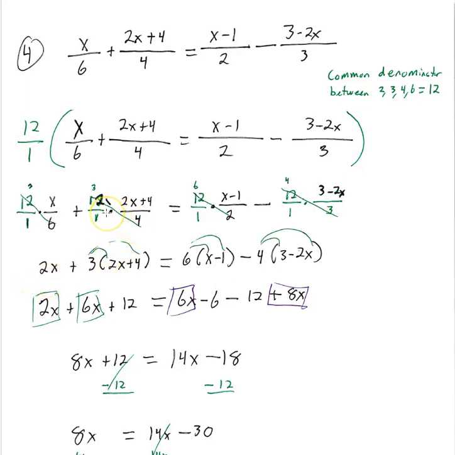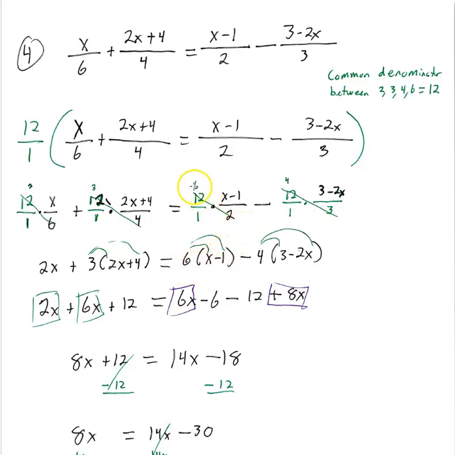Now over here, it's a little bit different. I'm going to ignore this 2x plus 4 for the moment. I say 4 into 12. Well, 4 divided by 4 is 1. 12 divided by 4 is 3. I end up getting this. Now, I didn't distribute yet. I just wrote it this way, 3 times this whole quantity.